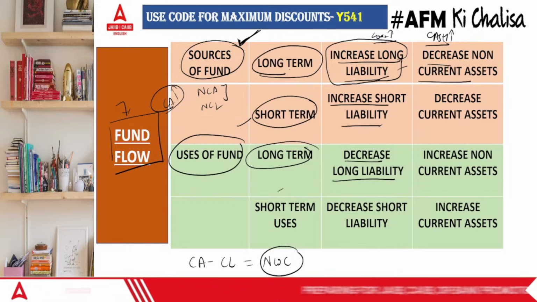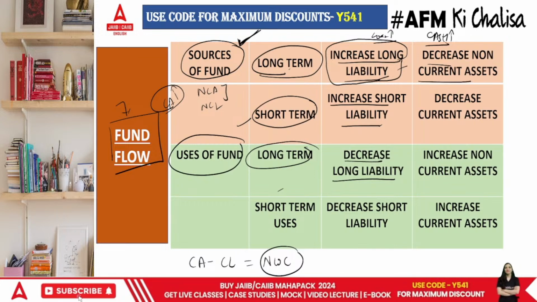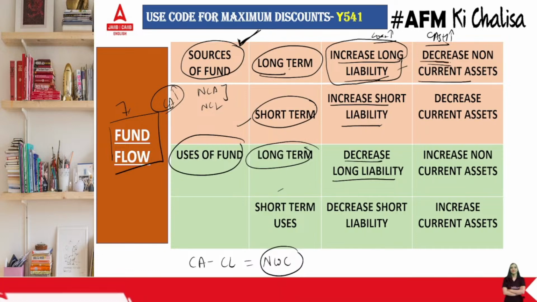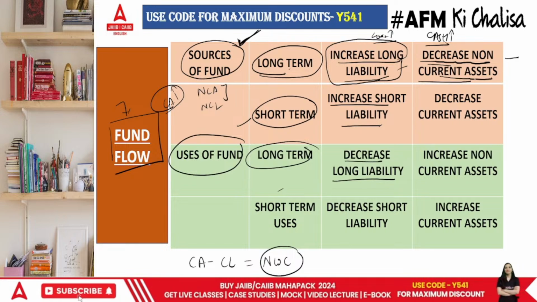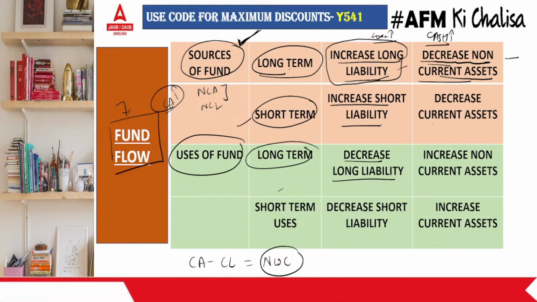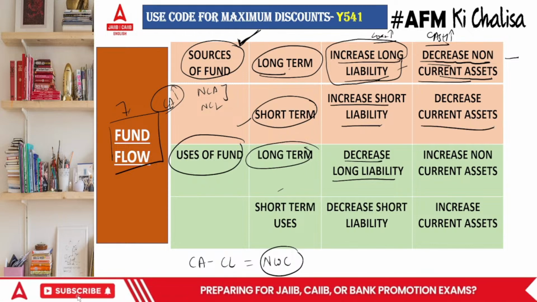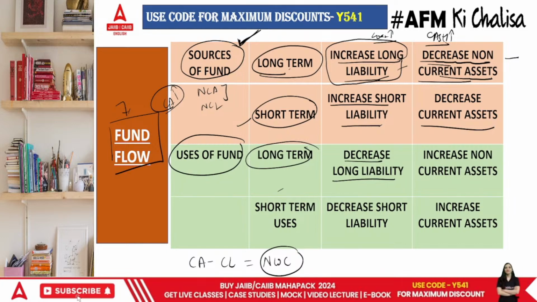Okay, so when we talk about long-term things, increase in long-term liability, and the opposite is decreasing non-current assets. If you lose your non-current assets, in this case you are arranging funds for your business. Or when we talk about your current assets decreasing, your money is coming inside the business. For example, I sell inventory, I get money.